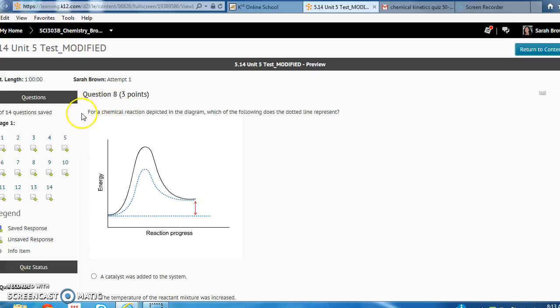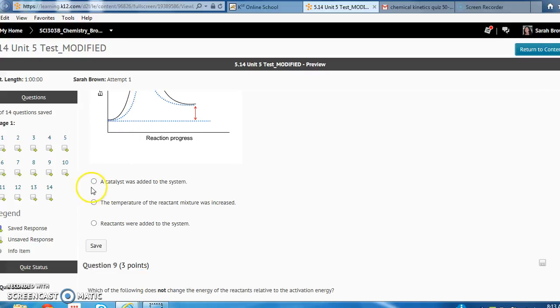Question number 8. For a chemical reaction depicted in the diagram, which of the following does the dotted line represent? So what does this blue dotted line represent? A, a catalyst was added to the system. B, the temperature of the reactant mixture was increased. Or C, reactants were added to the system.